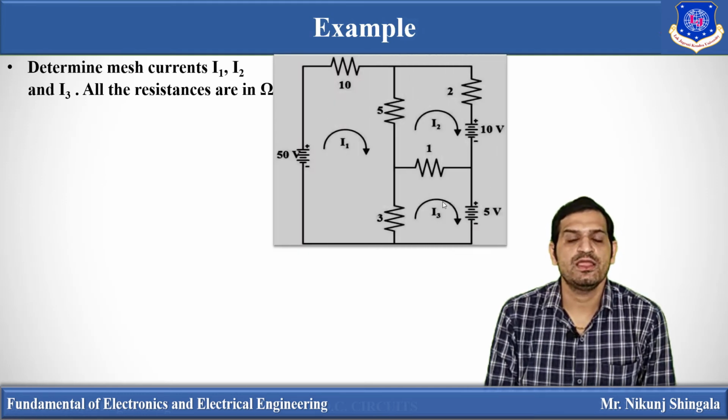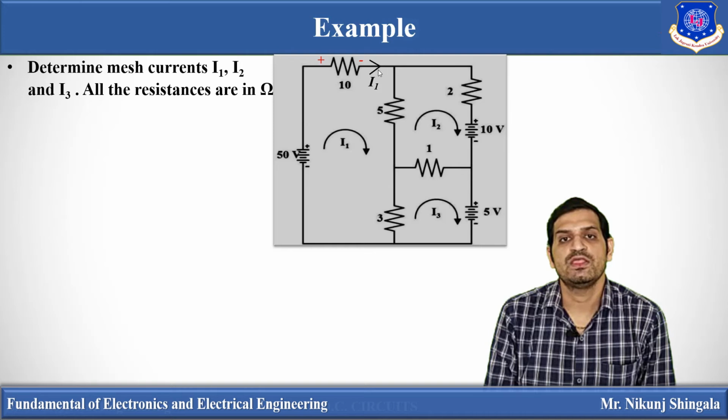Here one network is there which consists of three currents I1, I2, I3, and we have to determine the mesh currents. All the resistances are in ohms. Starting with the 10 ohm resistor, suppose this is I1, so the polarity will be plus minus.